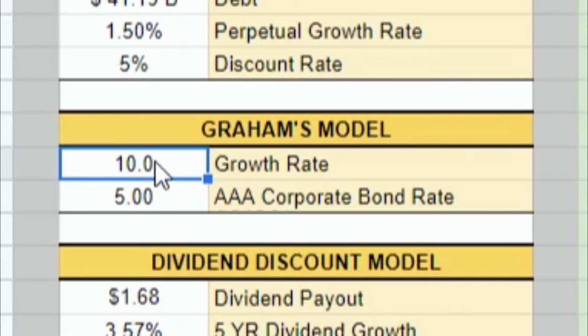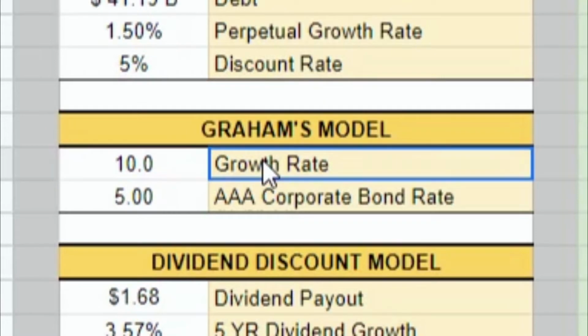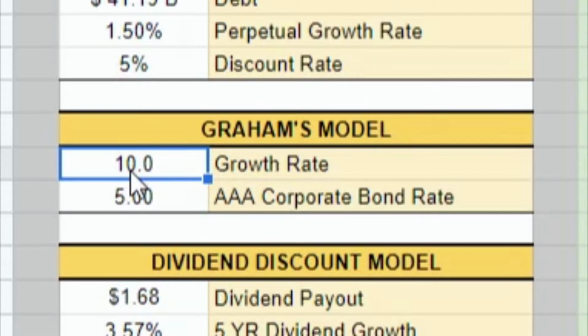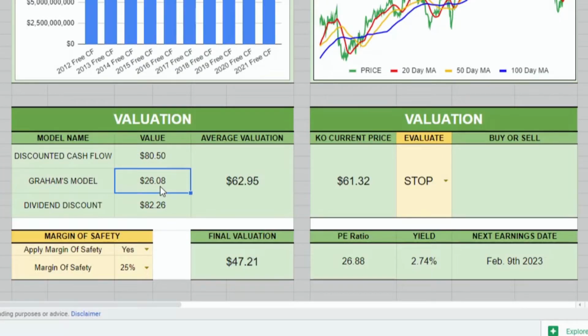But if we do take a smaller growth rate here, and this growth rate for Graham's model, they're saying over the next 7 to 10 years, what can we expect for the growth for Coca-Cola? I'm going to drop this down to a little bit more of a conservative number, and let's say over the next 7 to 10 years, we're going to expect Coca-Cola to grow about 6% per year. And then put in the AAA corporate bond rate, and that today is sitting around 5%. So put in just 5 in that figure, and Graham's model gives us a value of about $26 per share, which is a lot less than Coca-Cola.